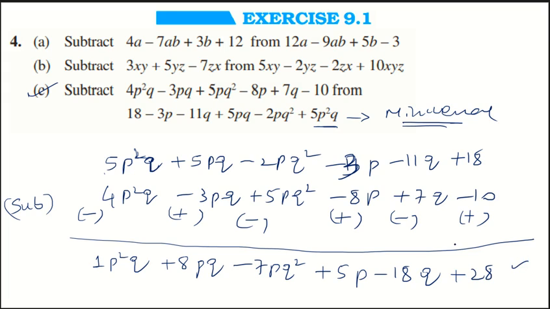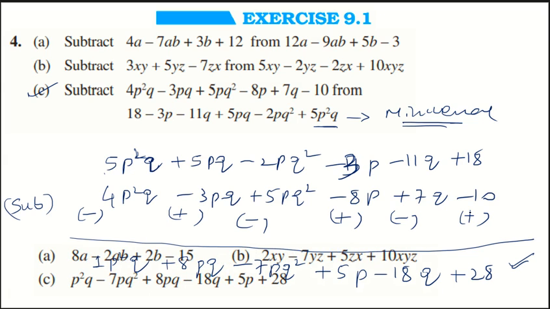So, I have 5p square q plus 8pq minus 7pq square plus 5p plus 28 and minus 18q as the answer. So, you can cross check. Here I have got a result, you can see in your answers. So, with this I have completed almost all the questions of exercise 9.1.